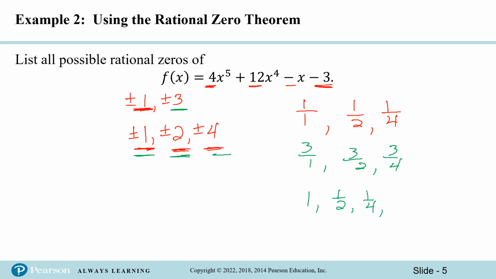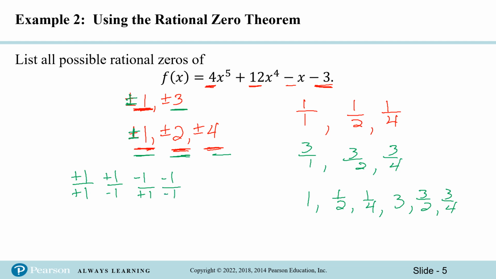1/4. 3 divided by 1 is 3, 3 halves, and 3/4. Now, I said we would worry about our pluses and minuses in a minute. So here's the thing. This could be a positive 1 or a negative 1. This could also be a positive 1 or a negative 1. So the combinations: I could have a positive 1 divided by a positive 1, a positive 1 divided by a negative 1, a negative 1 divided by a positive 1, or a negative 1 divided by a negative 1.